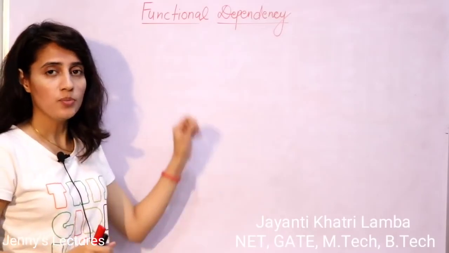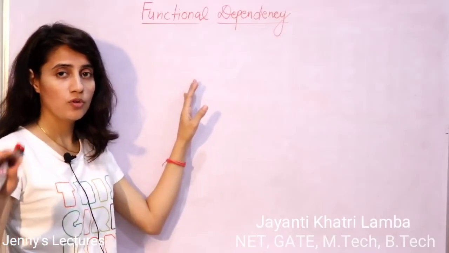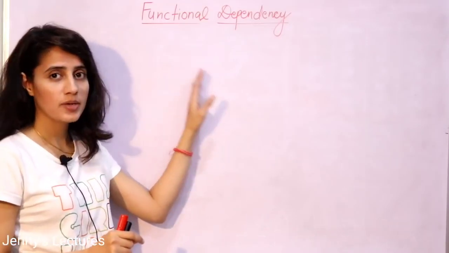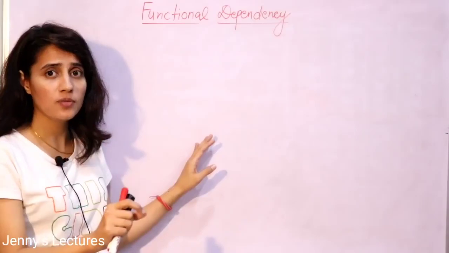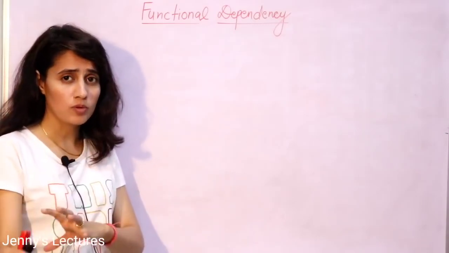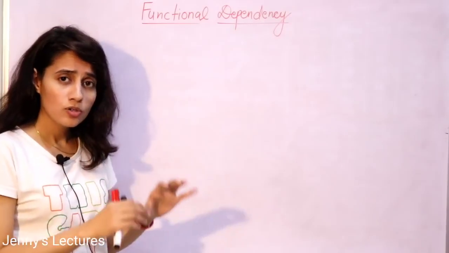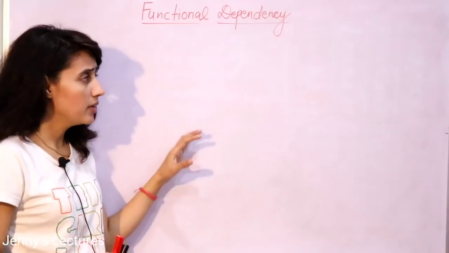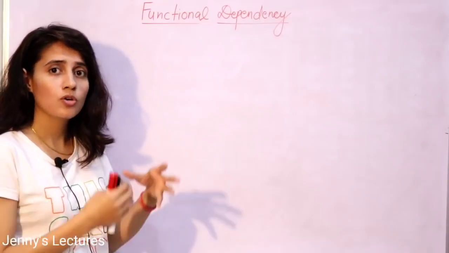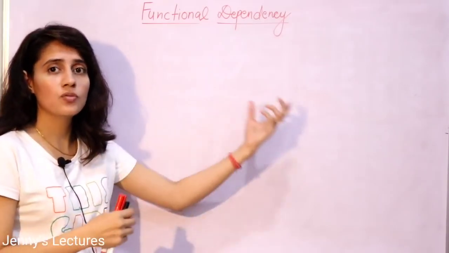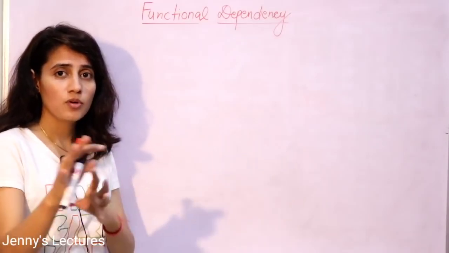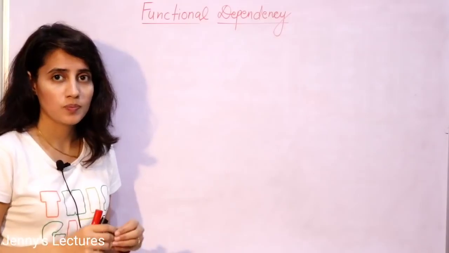See, this is a very important topic from the point of view of normalization. If you get the basics of functional dependency very well, then you can easily get the normalization concept, all the normal forms. If you don't know what functional dependency is, how to check whether something is a functional dependency or not, or how to write down the functional dependencies of a table, then you will never get the concept of normalization or the normal forms, right?